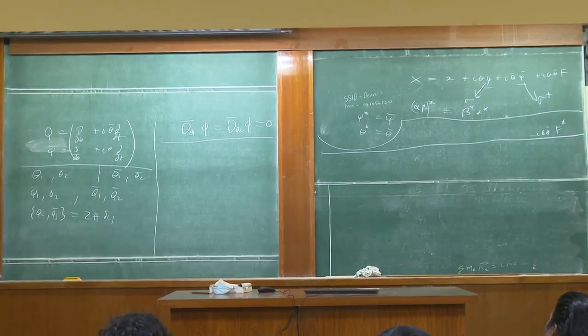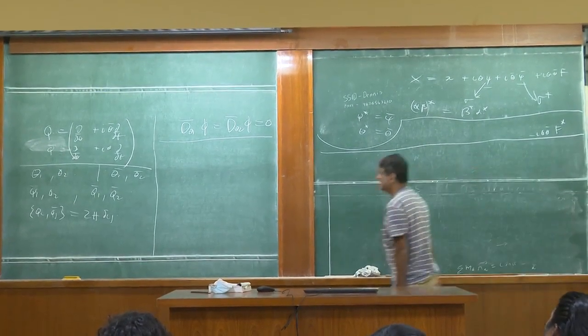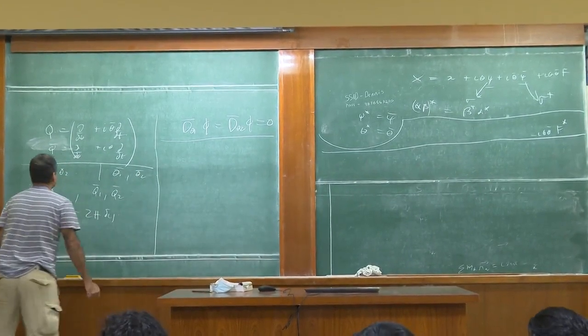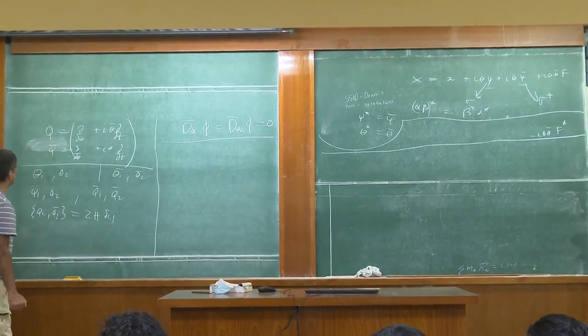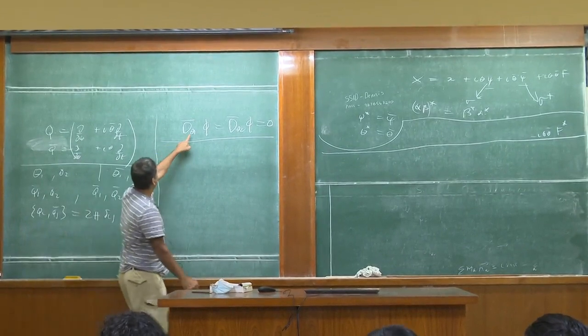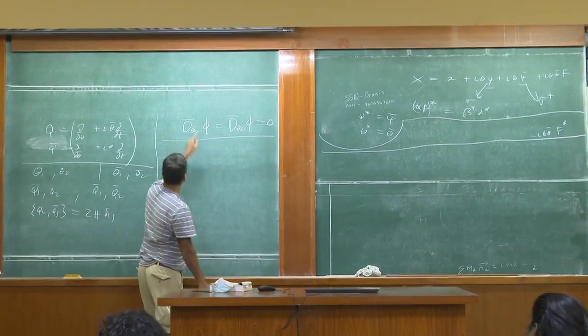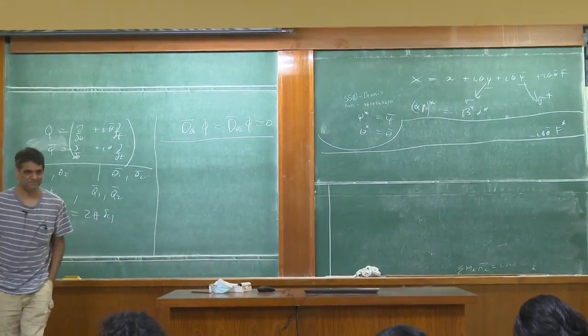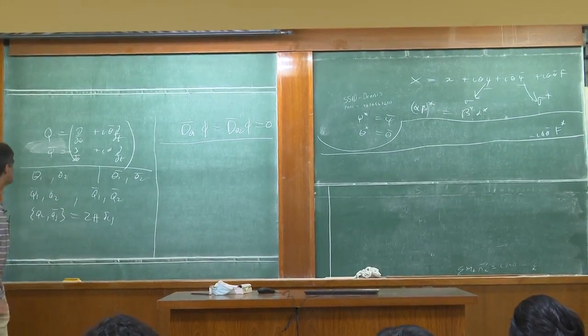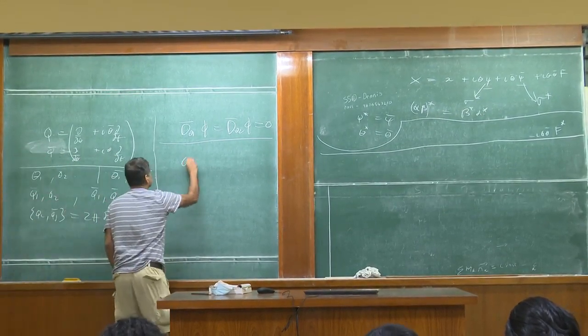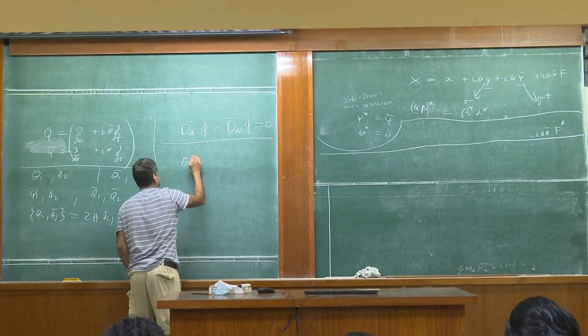Okay, so we're going to try to find a set of variables that automatically obey this condition. First, let's look at the variable theta 1 and theta 2. So let's say theta 1.